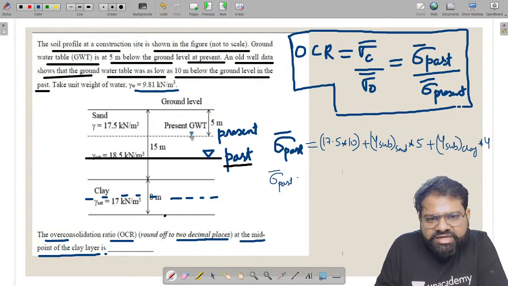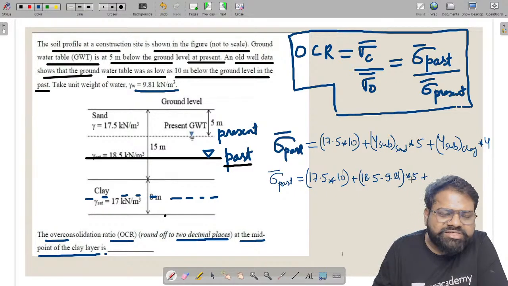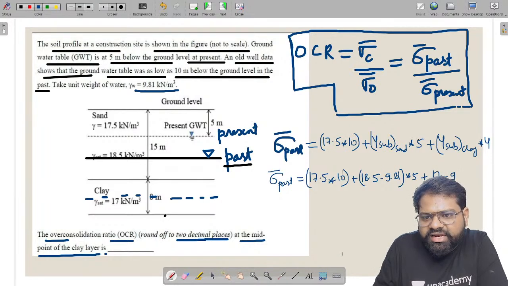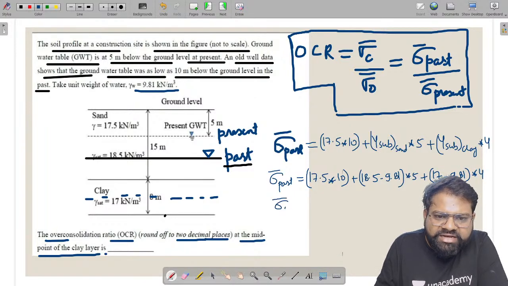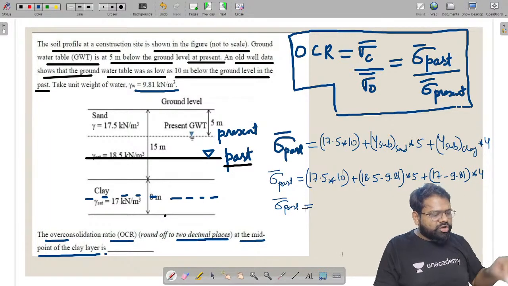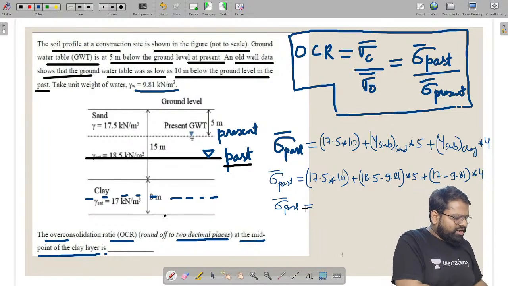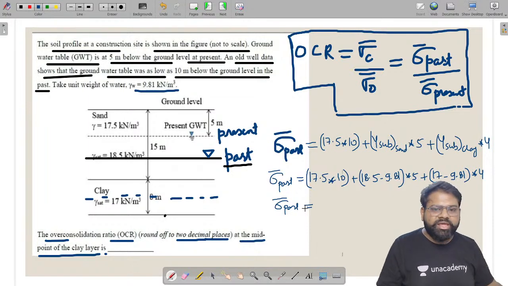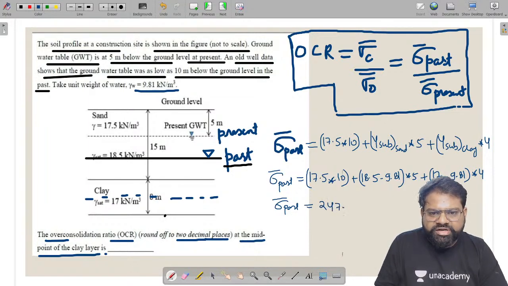Then the effective stress in the past is equal to 17.5 multiplied by 10 plus, what is gamma submerged of sand? That is equal to 18.5 minus 9.81, multiplied by 5. Similarly, gamma submerged of clay is equal to 17 minus 9.81, multiplied by 4. On solving this, you will get the past or pre-consolidation pressure. For your convenience, I'll tell you the value: it comes out to be 247.21 kilonewton per meter square.